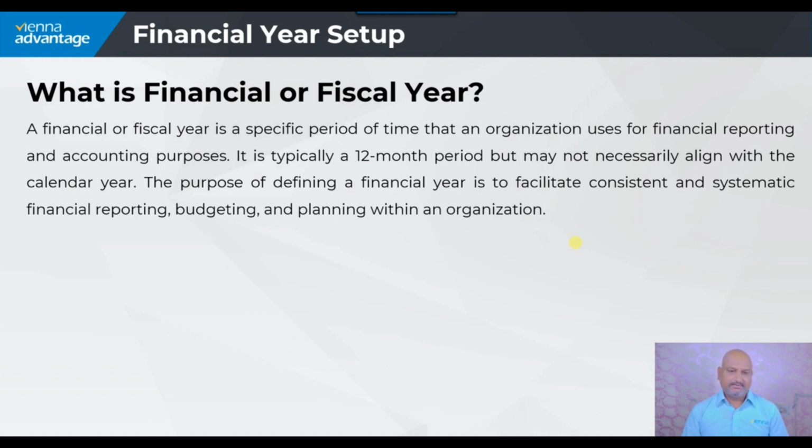A financial year or a fiscal year is a specific period of time that an organization uses for financial reporting and accounting purposes. It is typically a 12-month period, but may not necessarily align with the calendar year. The purpose of defining a financial year is to facilitate consistent and systematic financial reporting, budgeting, and planning within an organization. So this is basically the financial year. Now let's see how we can create a financial year in the VA system.